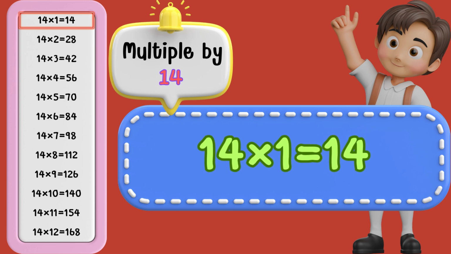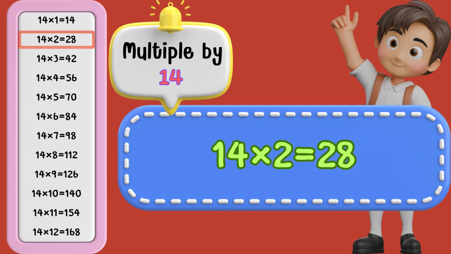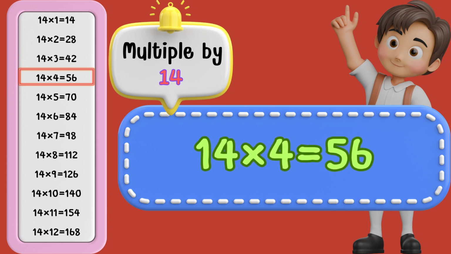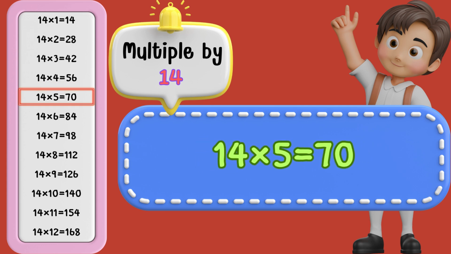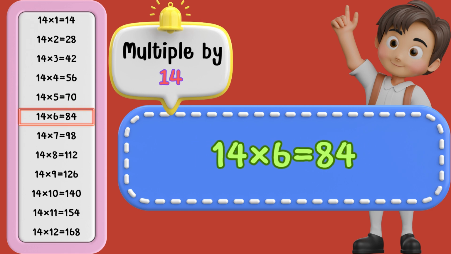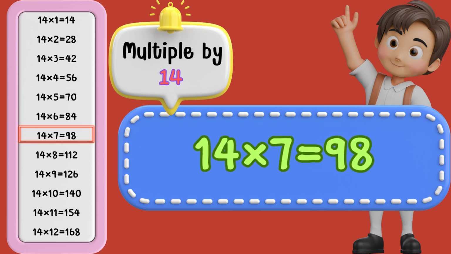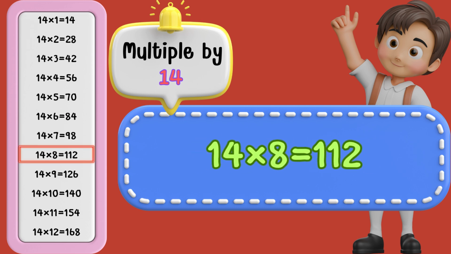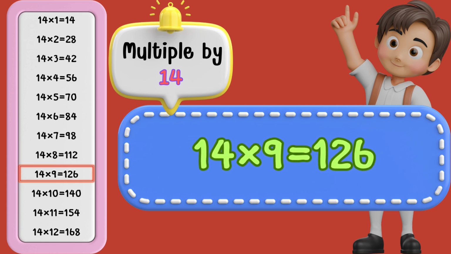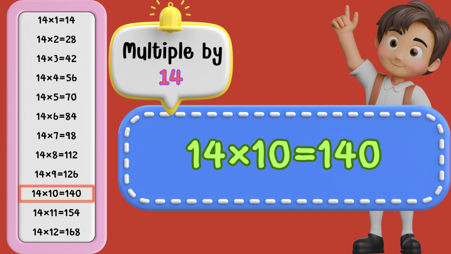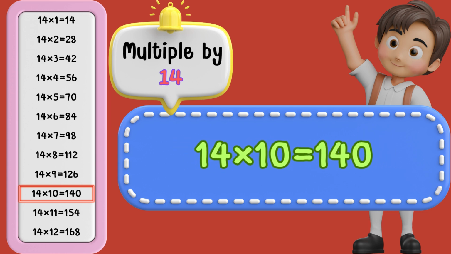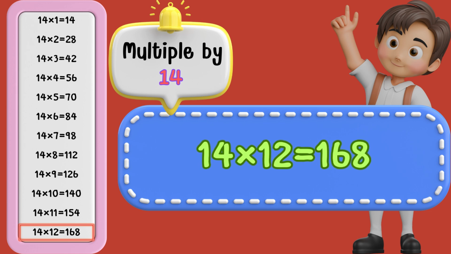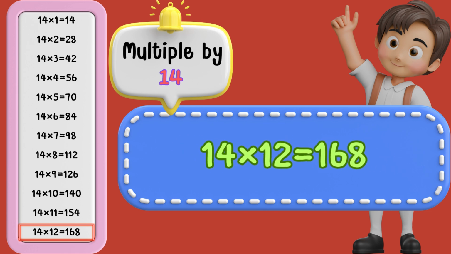14 times 1 is 14. 14 times 2 is 28. 14 times 3 is 42. 14 times 4 is 56. 14 times 5 is 70. 14 times 6 is 84. 14 times 7 is 98. 14 times 8 is 112. 14 times 9 is 126. 14 times 10 is 140. 14 times 11 is 154. 14 times 12 is 168.